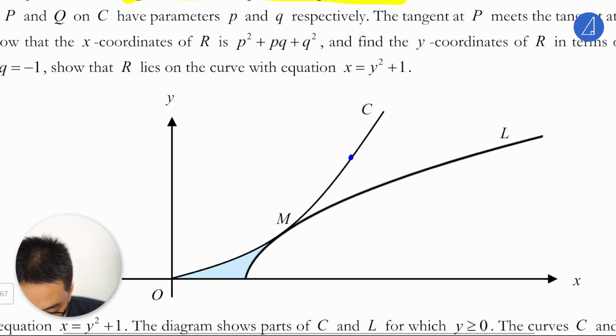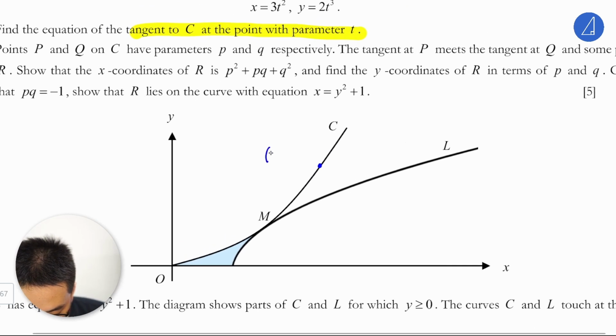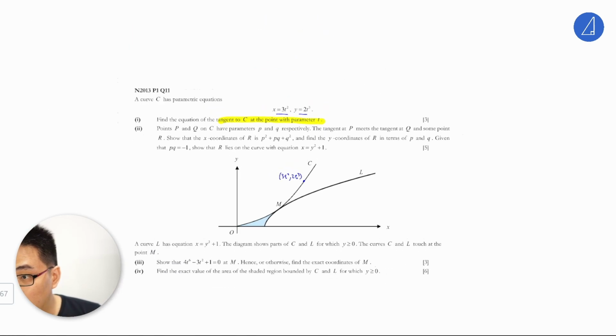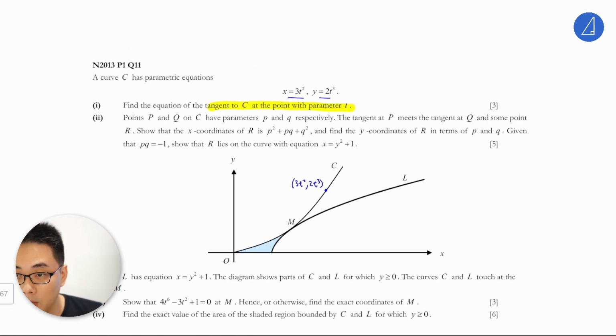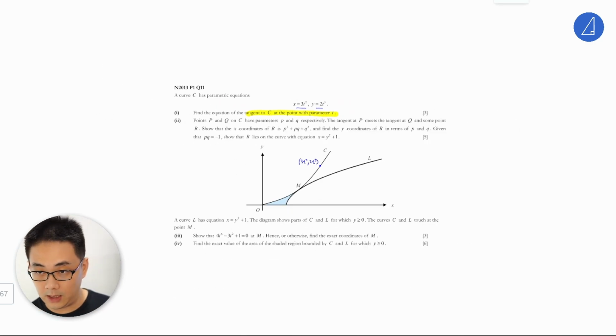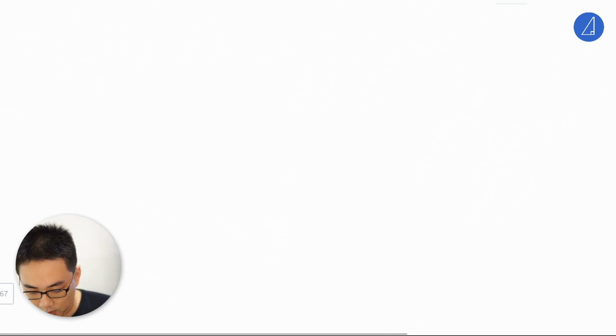So every point here can be written as 3t squared, 2t cubed, right? So this is a parametric form. The parameter is t. All the points on the curve will just follow that rule there. So find the equation of tangent C at the point of parameter t. So that's pretty okay.